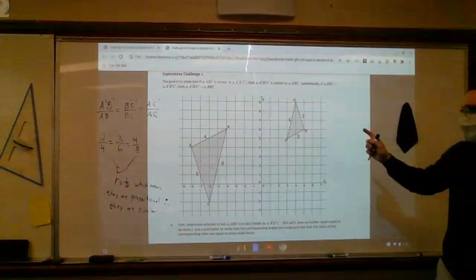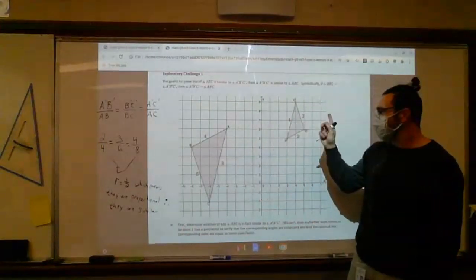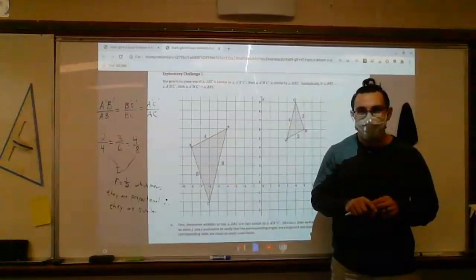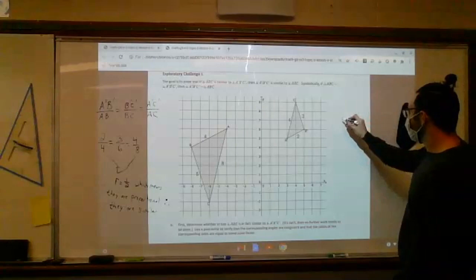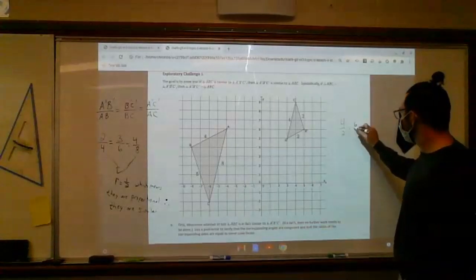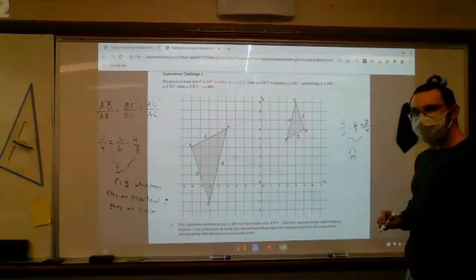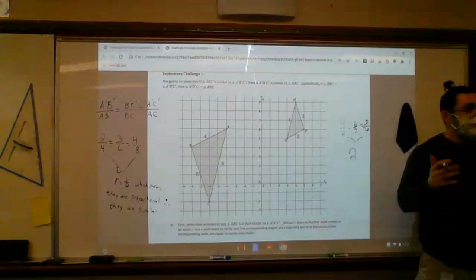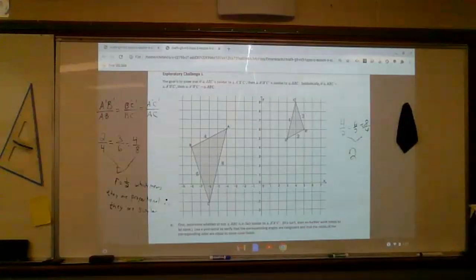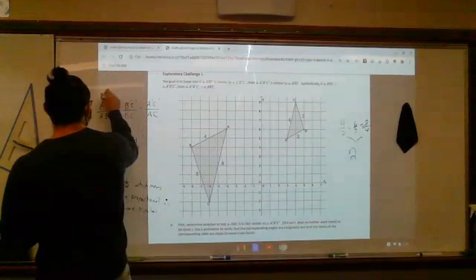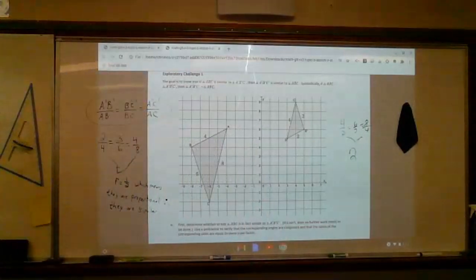Does it matter if we said this is a reduction versus going the other direction? Could we flip all these numbers? Would it still be similar? Sure. If I flipped all the numbers, 4 divided by 2 equals 6 divided by 3 equals 8 divided by 4, they all give me 2, which means they're all equal, which means they are proportional, which means they are similar. This is what we're going to be doing for the rest of this lesson, making these proportionality statements. Do we think we can make a proportionality statement?